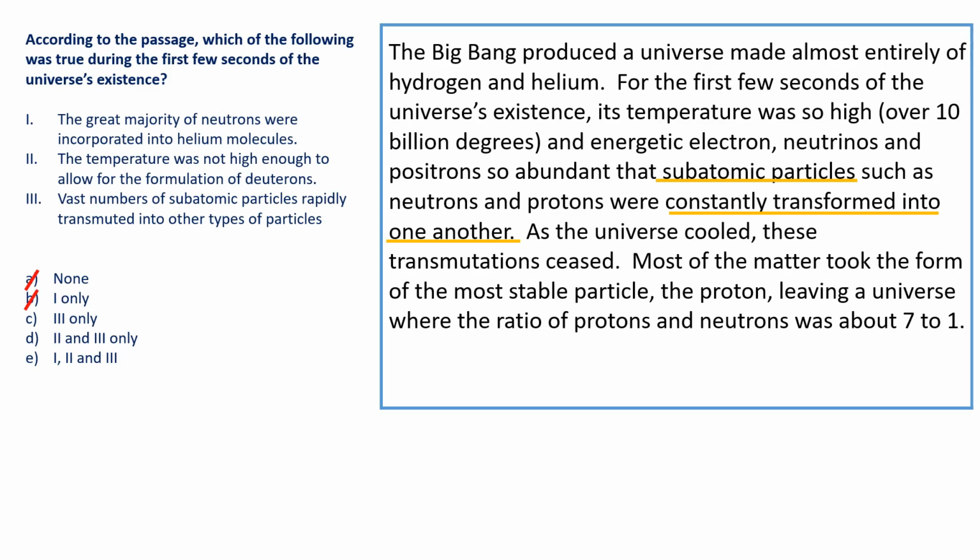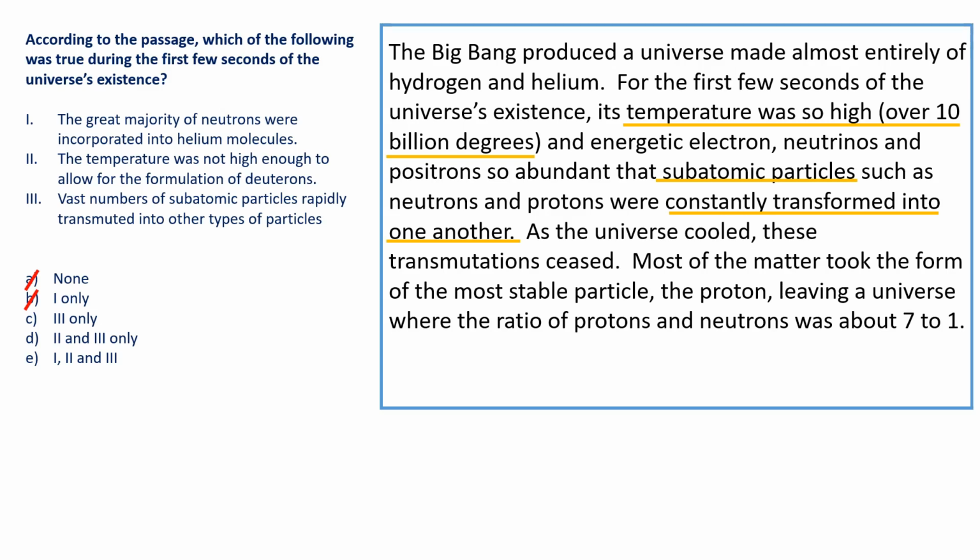Okay, so now we look at C, D, and E and we ask ourselves which Roman numeral appears most often, and it's Roman numeral number 2, so we'll go after that one next. The temperature was not high enough to allow for the formation of deuterons. Okay. Reading, you know what? I don't think that's correct for 2 reasons. First of all, it says that it was really, really hot. And the second thing is, I don't see the word deuterons anywhere in this passage at all.